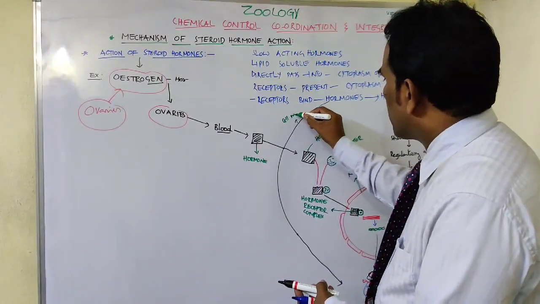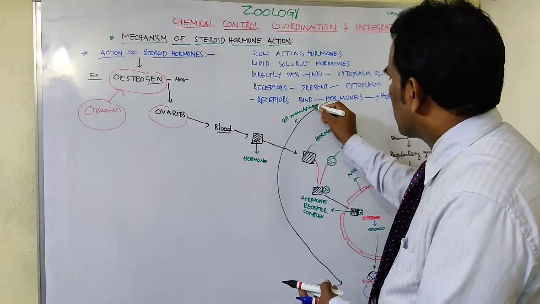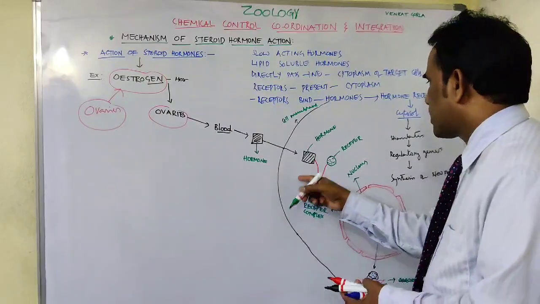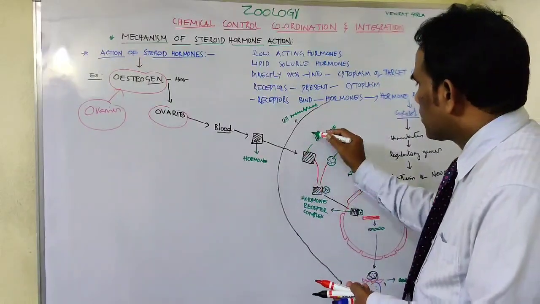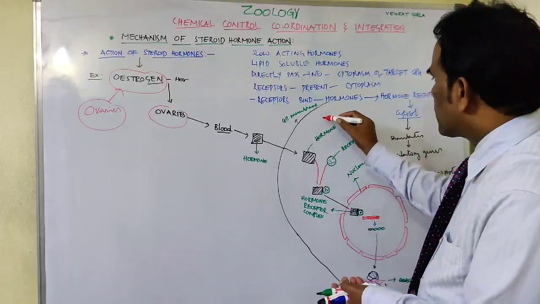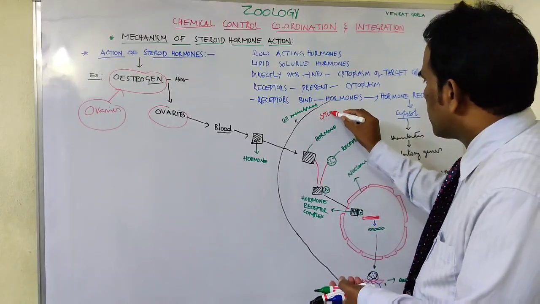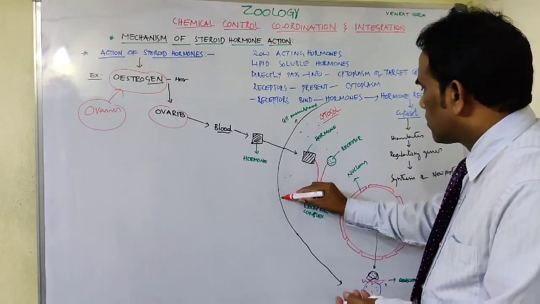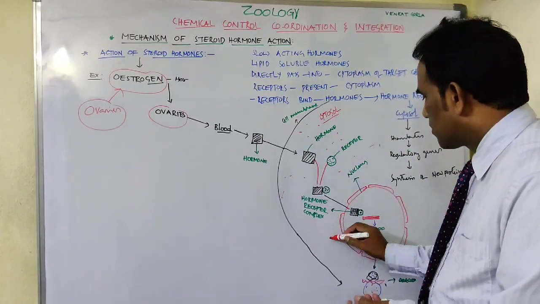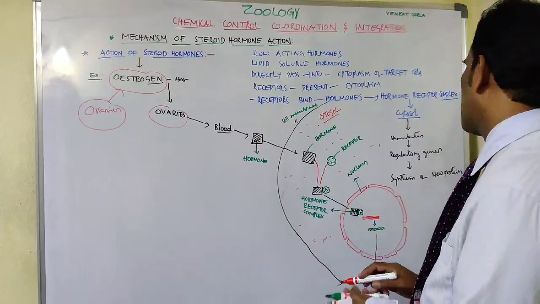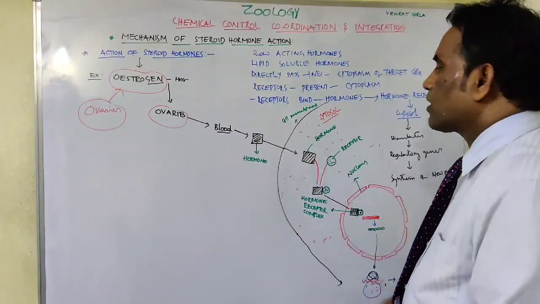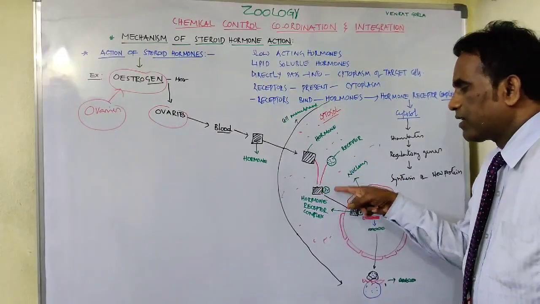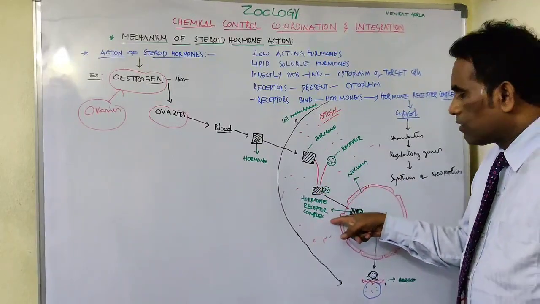A cell membrane or plasma membrane. Through the plasma membrane, this hormone enters into the cytoplasm. This is all what we call the cytoplasm of the cell, or cytosol. Now in the cytosol, the hormone and the receptor bind and form what? A hormone receptor complex.